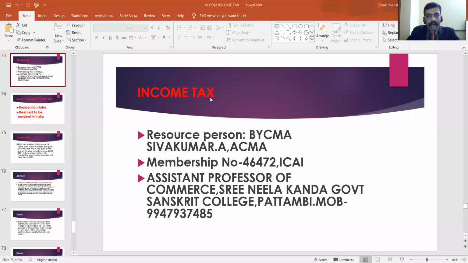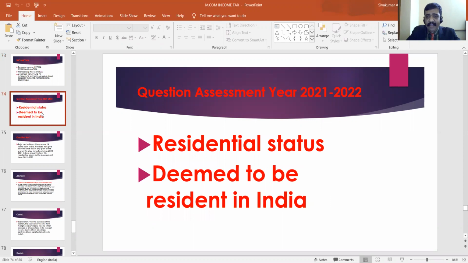Okay, now we have to discuss some problems related to the assessment year 2021-22. We have already learned that there is a new form of residential status applicable to assessment year 2021-2022, that is known as deemed to be resident in India.